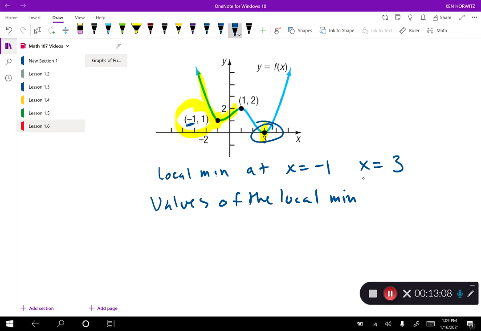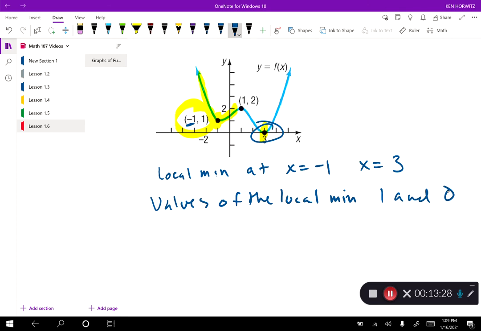Right? So we're not asking where it is. The location is the x value. The actual value is the y value. So the values would be 1 and 0. Those are the y values. So there is a very subtle difference there.